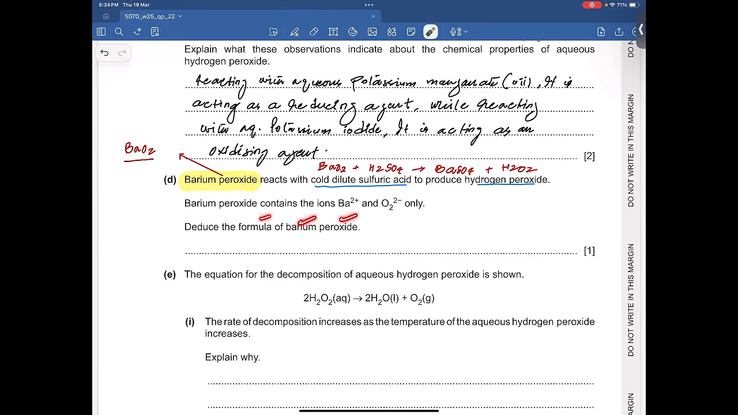Deduce the formula of barium peroxide. Since barium ion and peroxide ion have the same charges, these charges will cancel out with each other, and so the formula is going to be this. Okay.